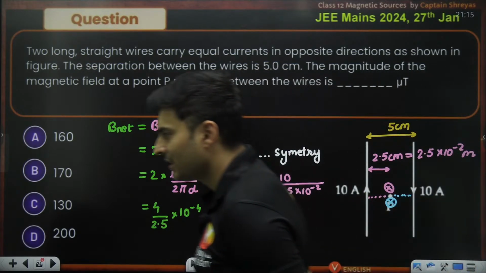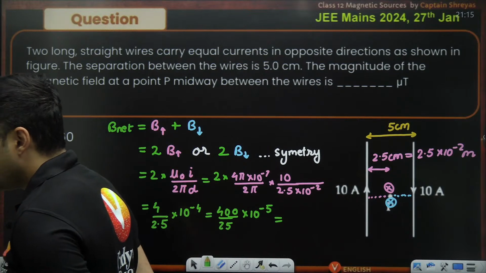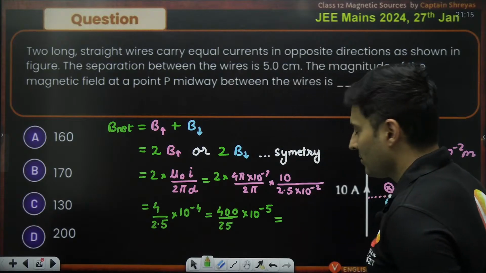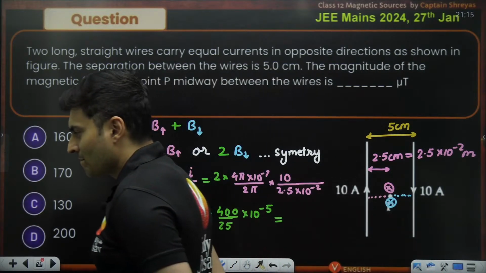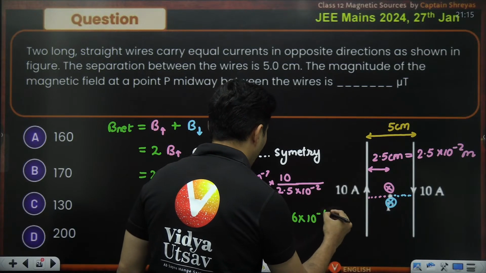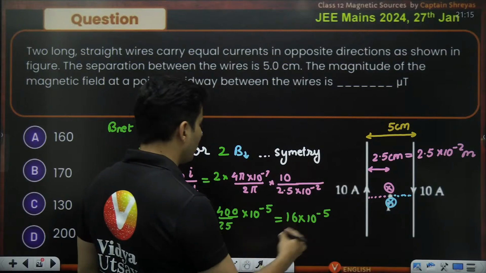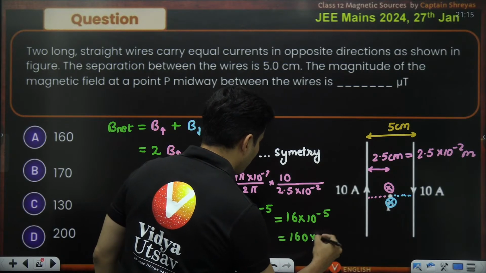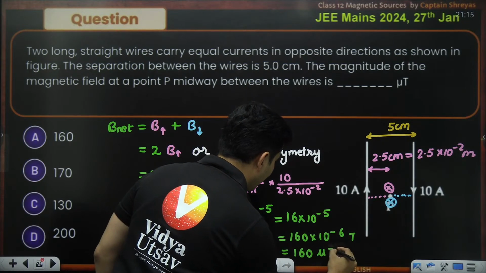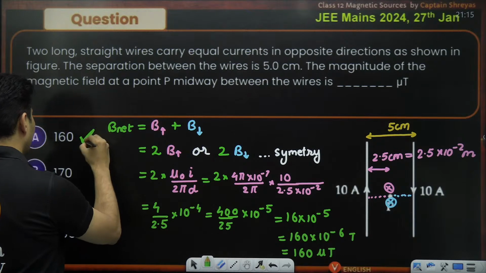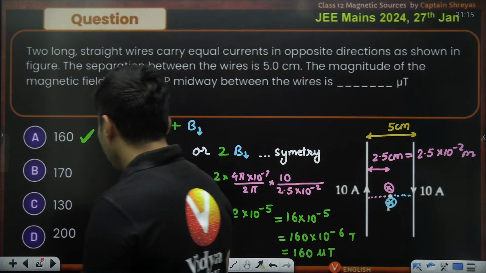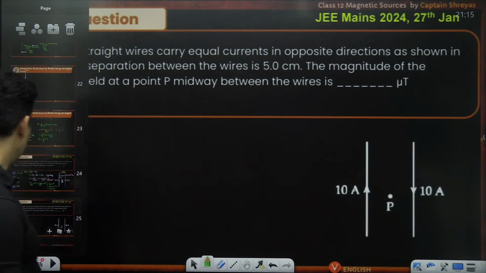How many times? 16 times, 17 times, 18 times, 13 times. Come on, my dear warriors. How many times? Yes, perfect. 16 into 10 to the power minus 5. They have answered it in micro Tesla, so this will be 160 into 10 to the power minus 6 Tesla. So this will be 160 micro Tesla, which is option A. Got it? Perfecto. Amazing. That's how you solve these questions.